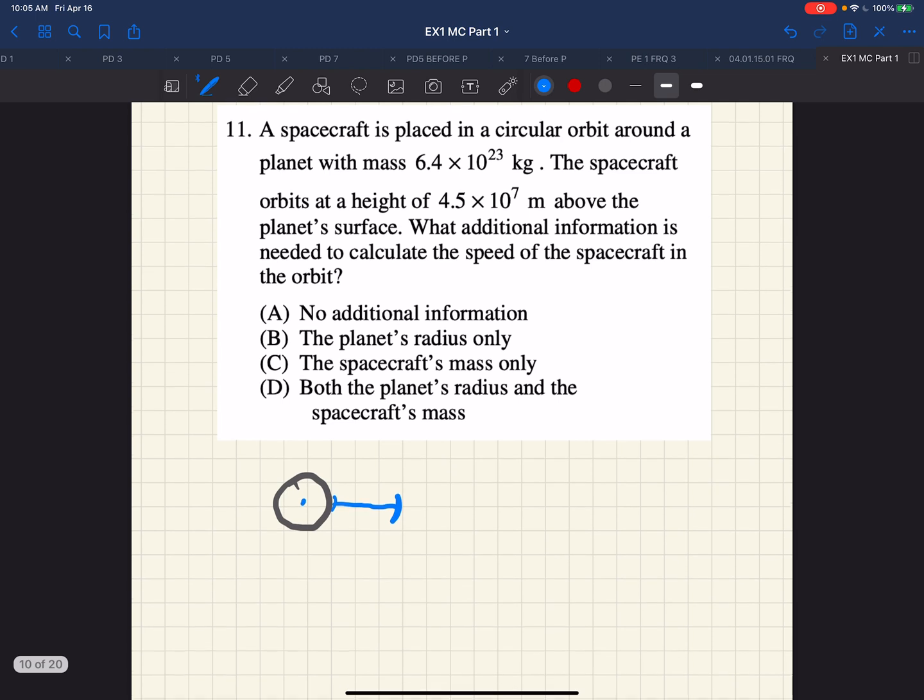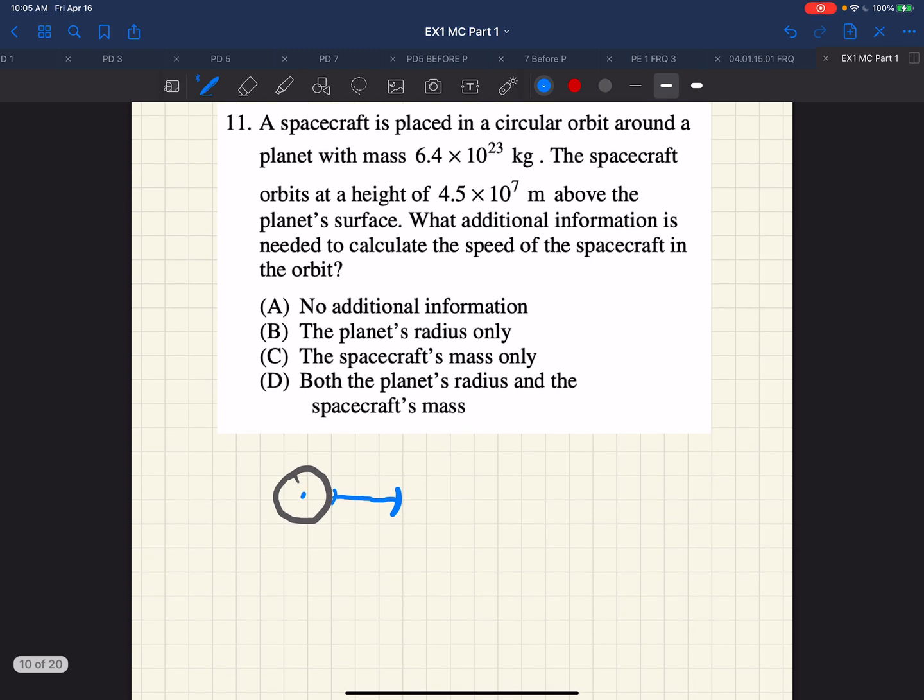So what information do we need to calculate the speed? This is about forces, centripetal forces, and gravitational force. From Newton's second law, the net force is the sum of the forces, and that is ma, where centripetal acceleration is v squared over r, so mv squared over r. And the only force operating here is gravity, which is big G, big M, little m over r squared.